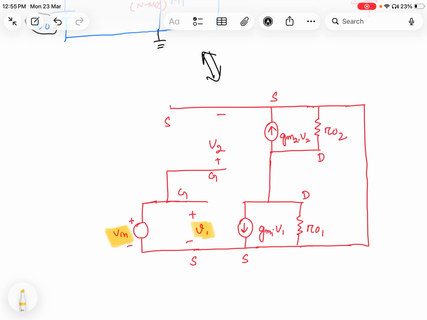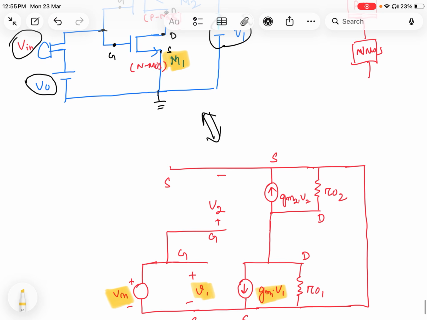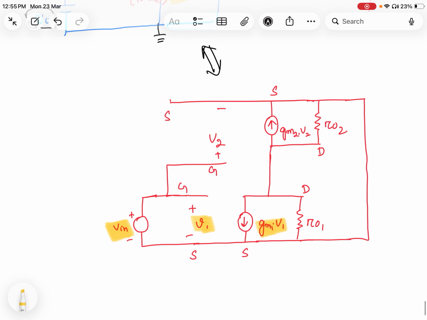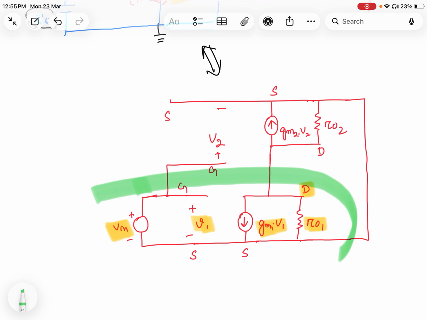In the lower part, I am considering the NMOS. As the gate to source voltage is V1, I am getting a drain to source current of GM1 into V1, where GM1 is the transconductance for the MOSFET M1. This is your GM1, and parallel to that I have connected an output resistance of R0. This is the drain for the NMOS. You can think that this entire green part is the NMOS.